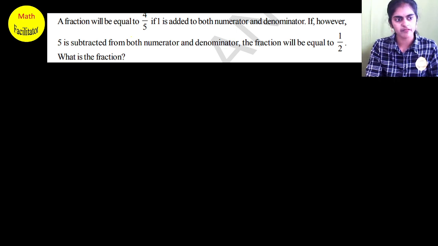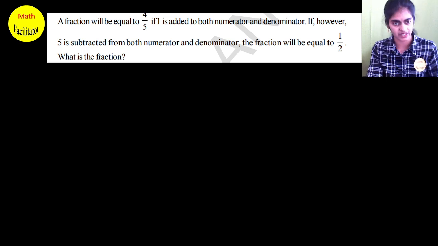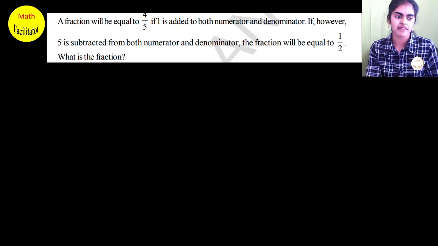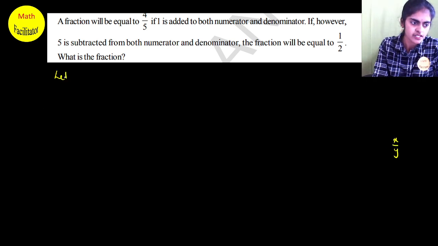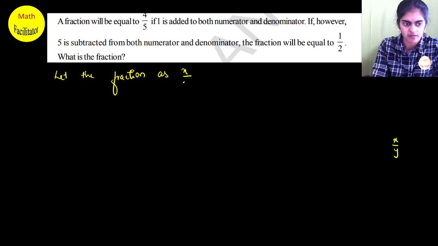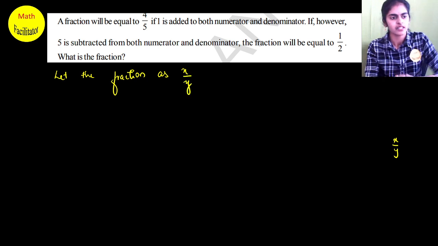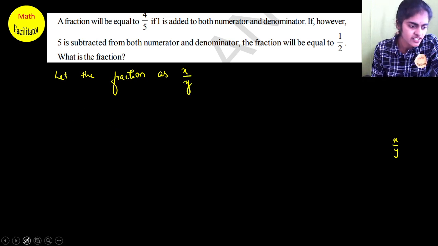A fraction will be 4 by 5 if 1 is added to both the numerator and denominator. If, however, 5 is subtracted from both the numerator and denominator, the fraction will be equal to 1 by 2. So what is the fraction? Okay, so to do this question, let me take the fraction as x by y. I don't know what is the fraction, so I'm taking the fraction as x by y. Okay, so now what is the condition given to us?